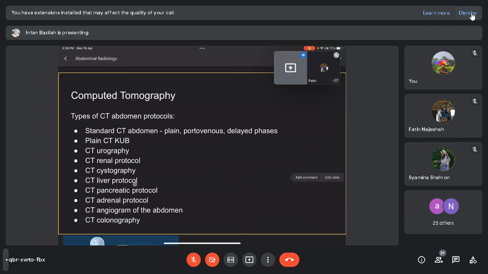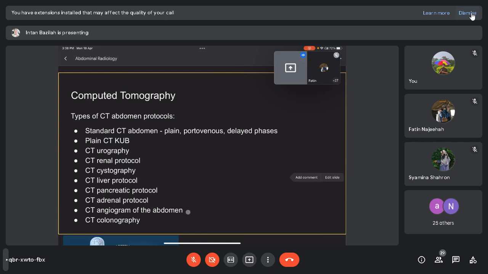Okay, for the CT liver protocol, we use it when we suspect hepatoma, or we want to make sure whether the liver mass is hepatoma or not. Or it can be metastasis, or it can be abscess. CT pancreatic protocol is where we want to characterize the pancreatic lesion. For adrenal protocol, we want to characterize the adrenal lesion.